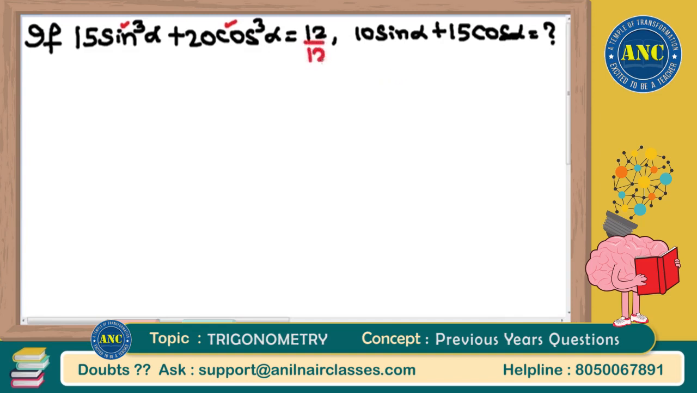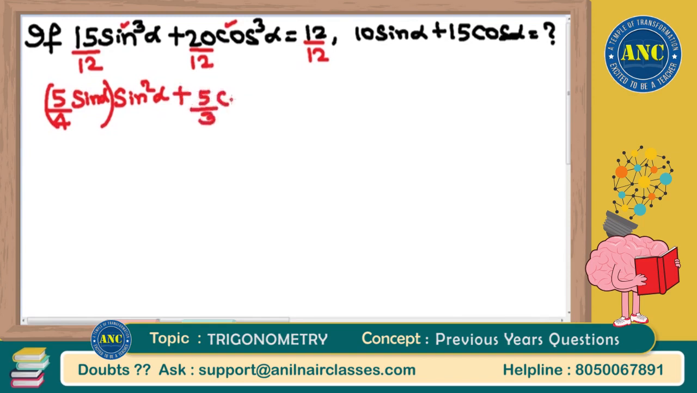1 means divide by 12. Here also divide by 12, here also divide by 12. Now, 15 by 12 is 5 by 4. I want sin square theta, so another sin theta I should have here in combination with 5 by 4, because I have sin cube theta. 20 by 12 is nothing but 5 by 3. I want cos square alpha, with cos alpha combined with this, since it has cos into cos square. So 12 by 12 is 1. This is how beautiful or fast you should be in solving problems.